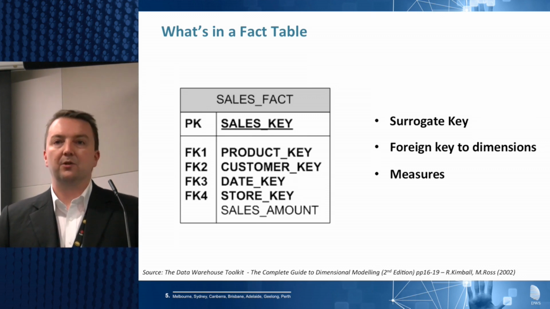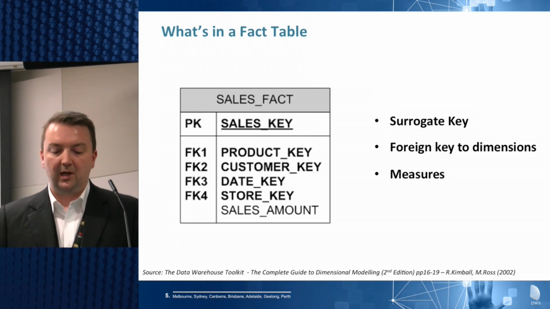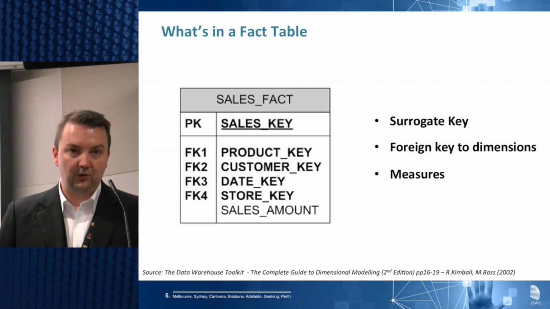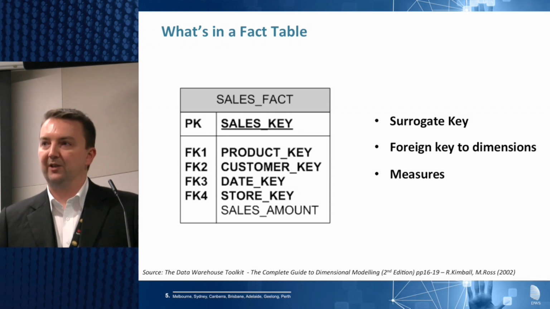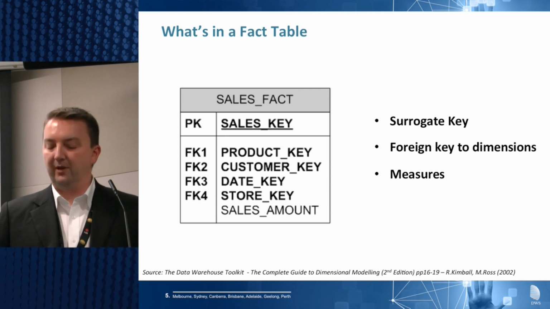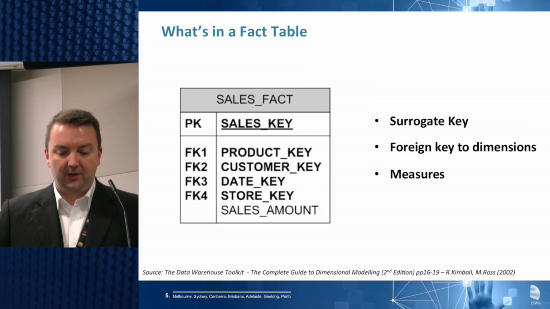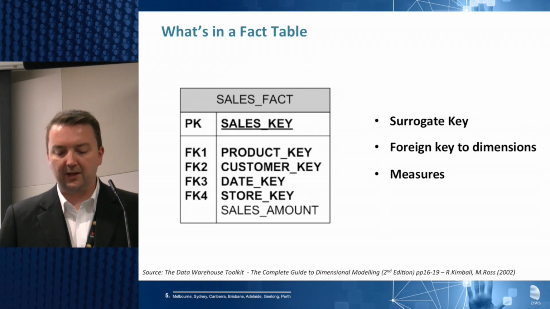Those are foreign keys to those dimension tables that we had surrounding the fact table. A product key, customer key, date key, store key. Right? We start to get an idea that those dimensions are going to behave a little bit like the fact, that they'll have their own surrogate keys. Apart from the primary key, or the surrogate key if you like, and the foreign keys, the only other thing we've got in there are the measures.